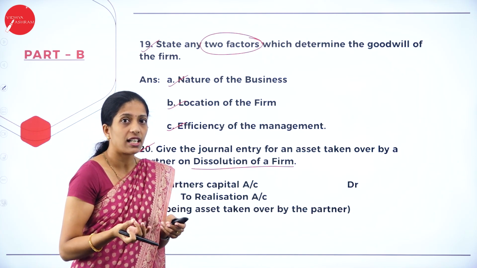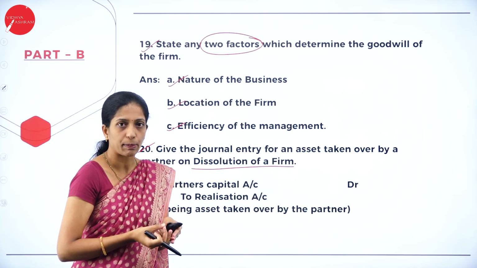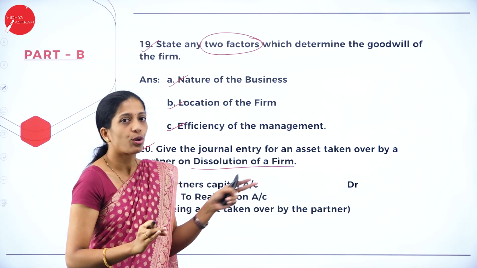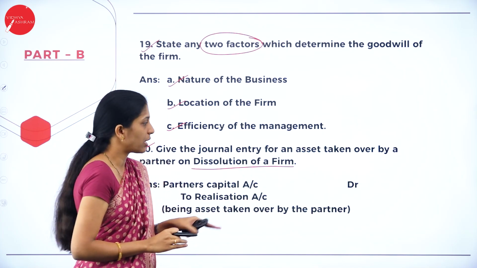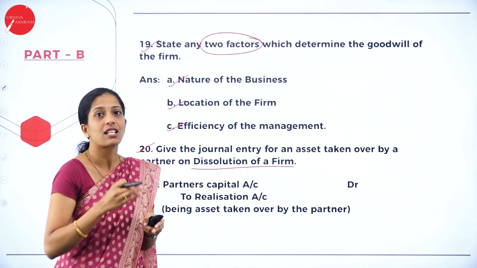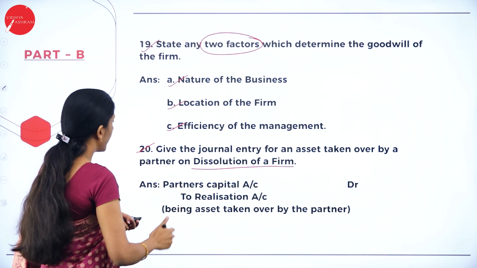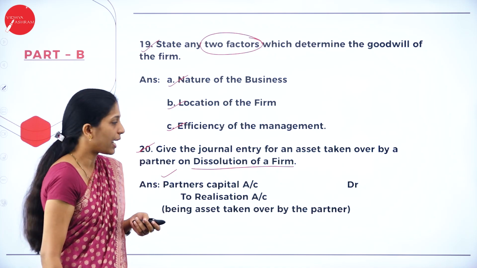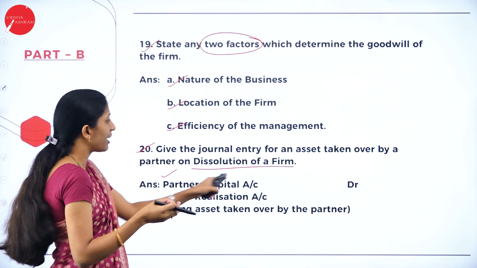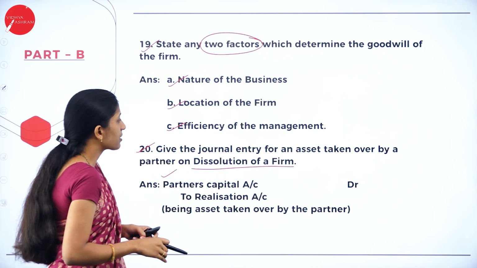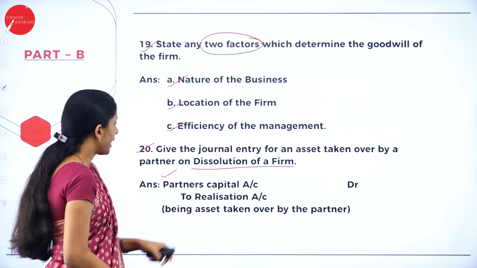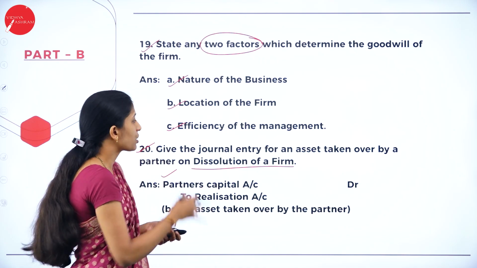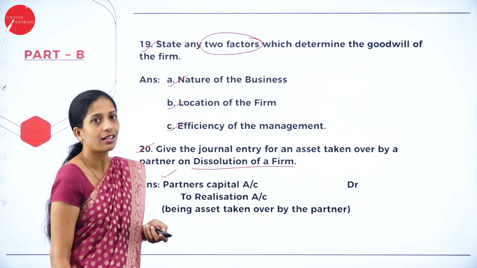So what would be the journal entry for recording dissolution expenses? If you know that 12 marks problem clearly, you can easily answer this question. What is the journal entry when an asset is taken over by the partner? Your journal entry is partner's capital account debit to realization account. Need not draw the column, you can write like this only. Partner's capital account debit to realization account, being asset taken over by the partner. So this will be the answer for your 20th question.